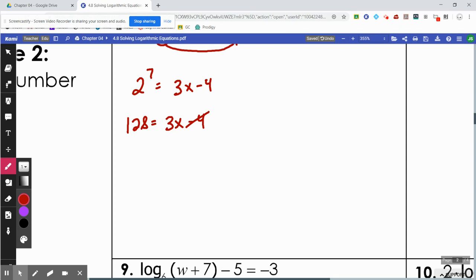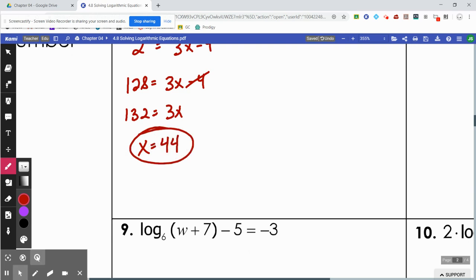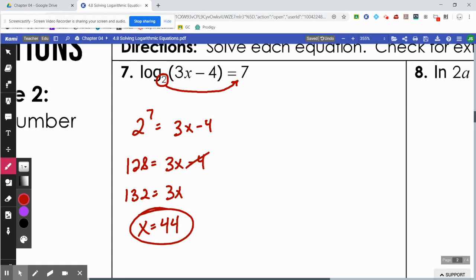Get rid of the minus 4 by adding, gives me 132 is equal to 3x. And when you divide by 3, it gives me x is equal to 44. We can check and make sure that's not extraneous by plugging it in. We can't take the log of 0 or negative. 44 will be fine.